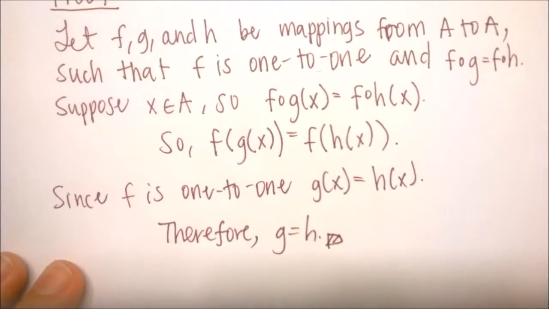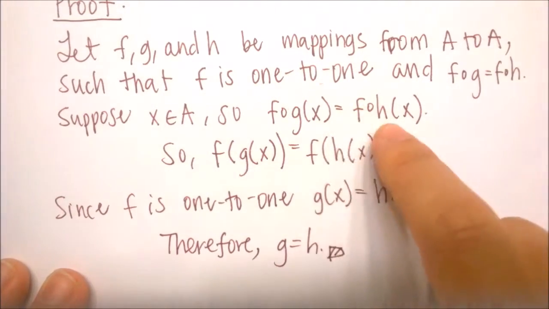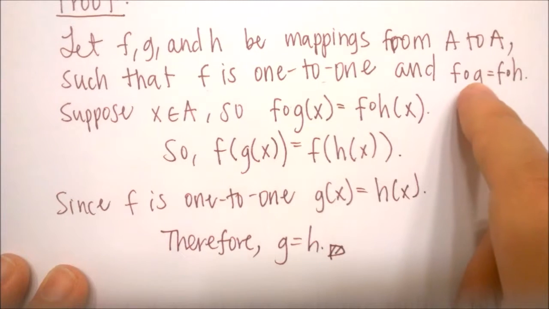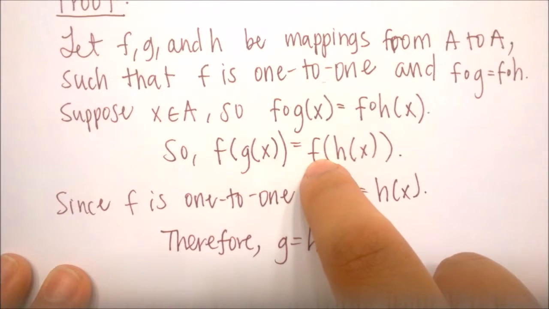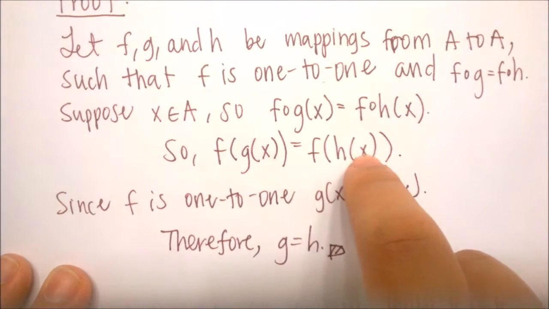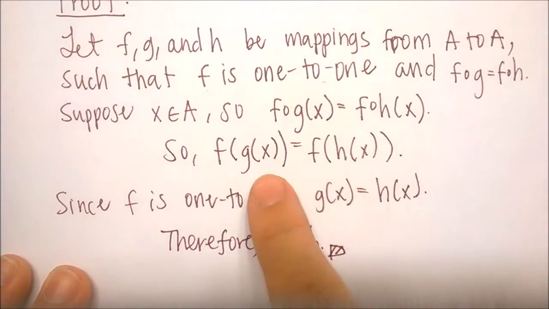So that one was a little easier because all we had to do is rewrite the function notation, take what we knew already in the problem, and just look at it and see, well, if f is a 1-to-1 function, then the inputs must be the same if their outputs are the same. So g equals h.